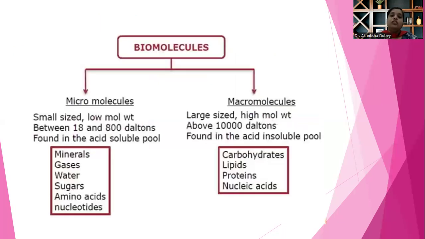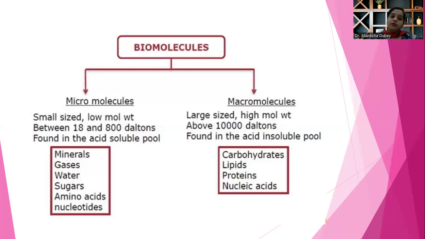Next, we have biomolecules, as I discussed before, which can also be categorized based on size, that is micromolecules and macromolecules. Smaller size and low molecular weight molecules can be termed micromolecules, where the molecular weight might range from 18 to 800 Daltons, and usually they are found in the acid soluble pool, whereas macromolecules are of large size, with higher molecular weight, above 10,000 Daltons, and usually they are found in the acid insoluble pool. This acid soluble and insoluble pool can be considered only when you are precipitating and isolating any biomolecules.